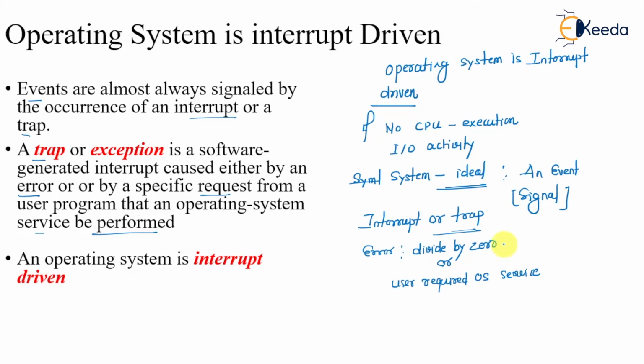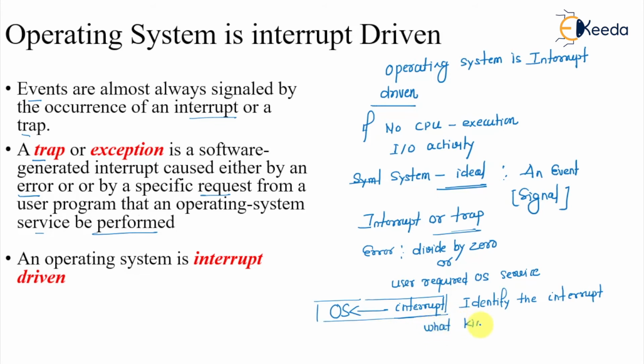So what will happen if the operating system remains idle and an interrupt comes? If it is idle, then fine. There can be many different situations where it is not idle, but here, if it is idle, the operating system will identify the interrupt. This means identifying what kind of service is required.